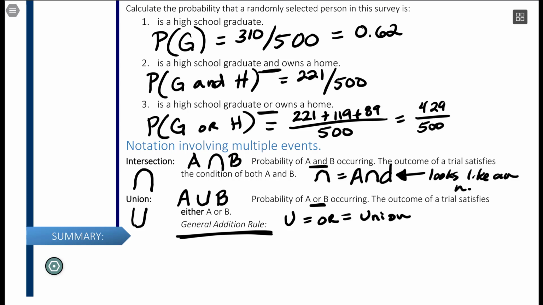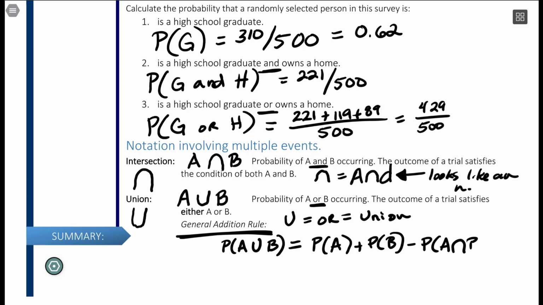So the general addition rule is pretty simple. It tells us how we can calculate the probability of A or B. It tells us how we can calculate the union. And that is by doing simply this: probability of A plus the probability of B, but then we have to take away the intersection. And you might be thinking, why do we have to take something away if it's the general addition rule?